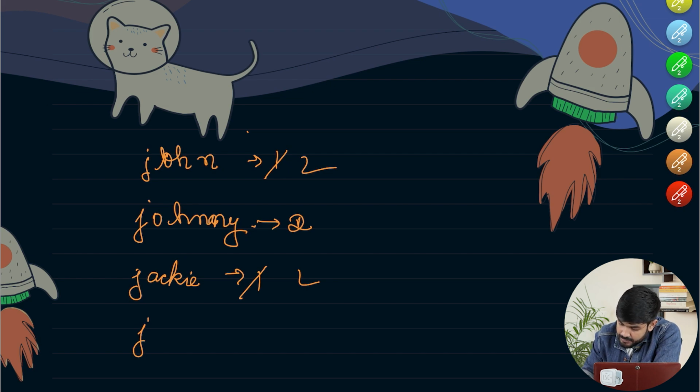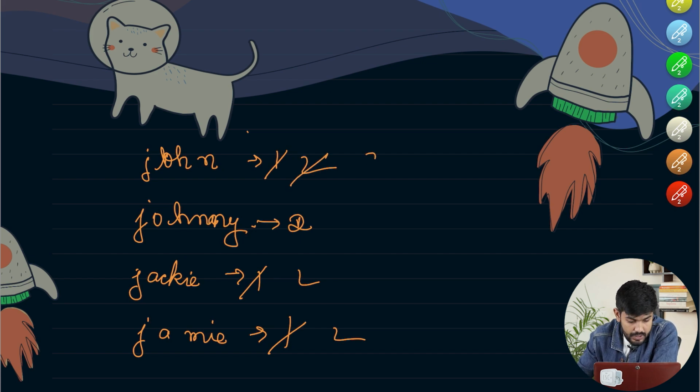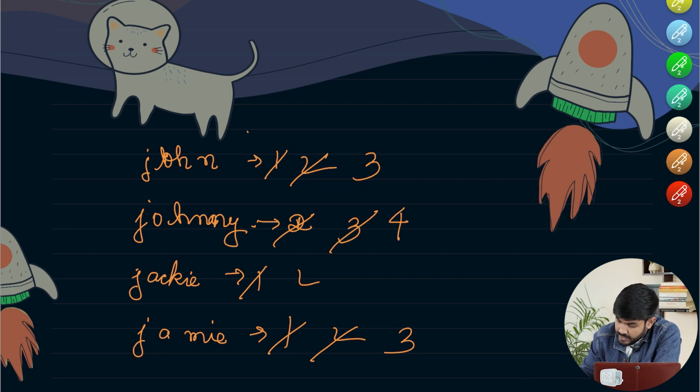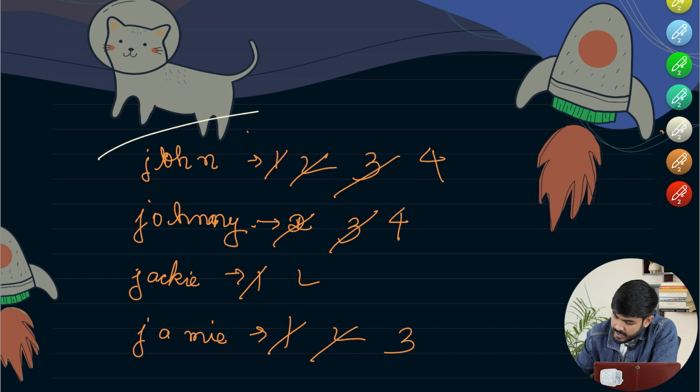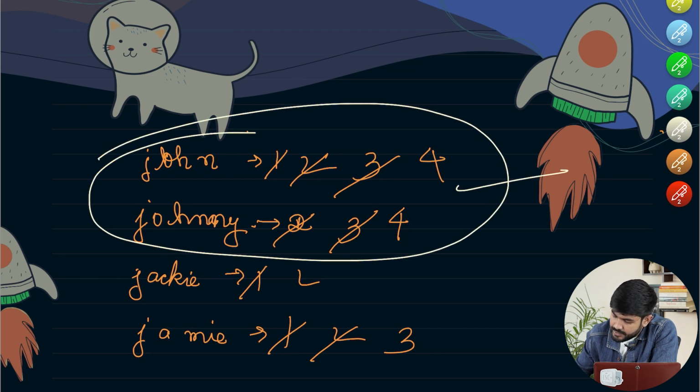Then we have Jamie, who would now have a count of one. Then Jamie again, so a count of two. Then we have John, so the count is three. Then we have Johnny, the count is again three. And then we have Jamie, the count is three. Then we have Johnny again, so the count is four. And then we have John, the count is again four. So now if you observe, these two people have a tie.